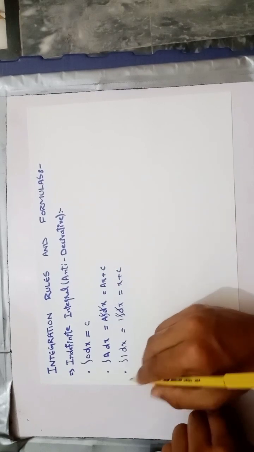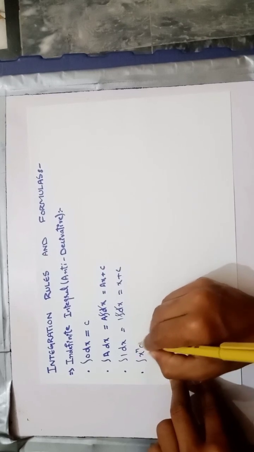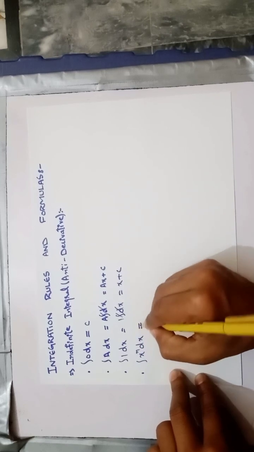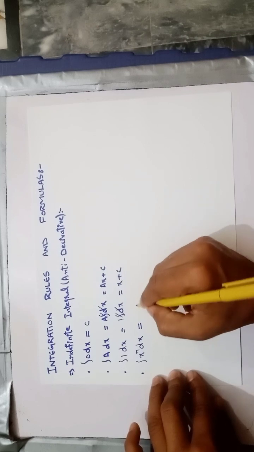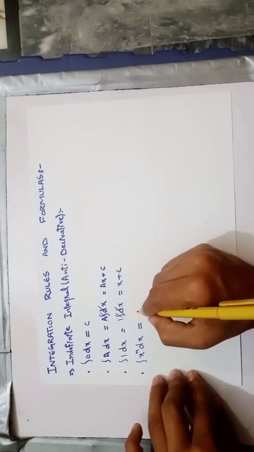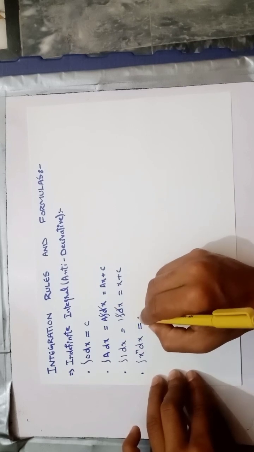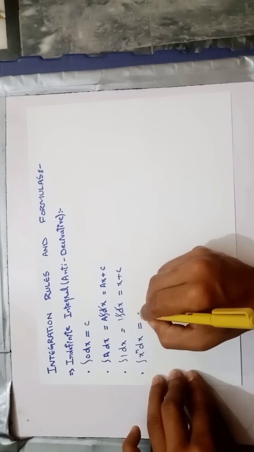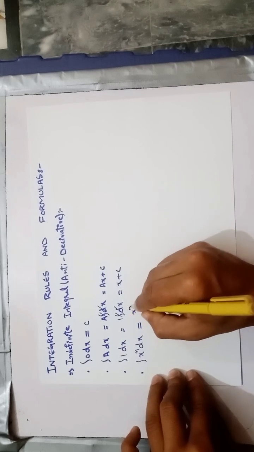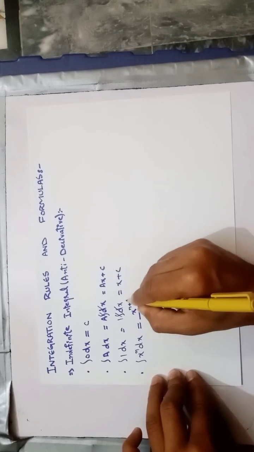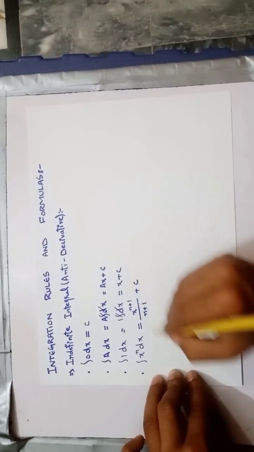And the next one is the higher power integration. That is not a big deal. We just increase the power by 1 and also in the denominator put the power plus 1. For example, here is x power n, we can write x power n plus 1, with the power n plus 1 also in the denominator, and some constant c.